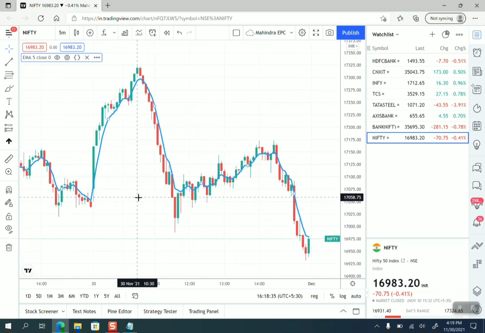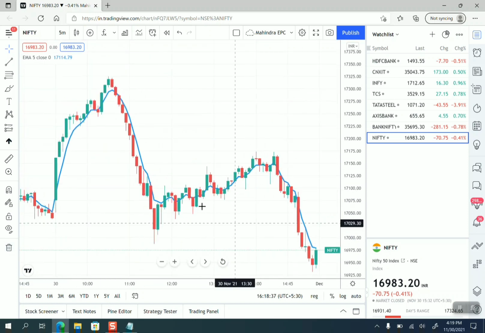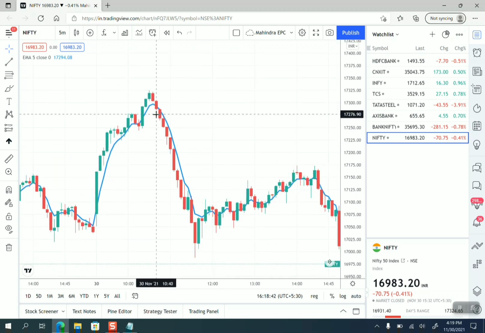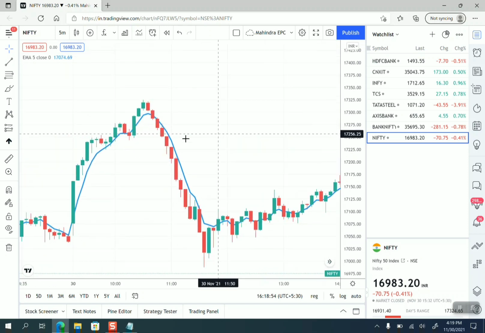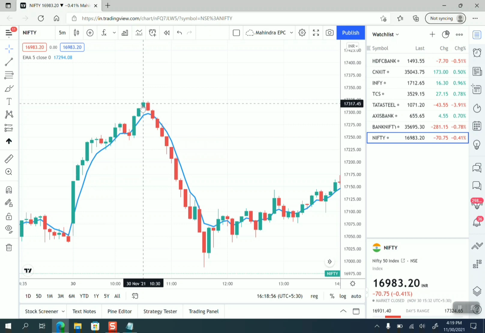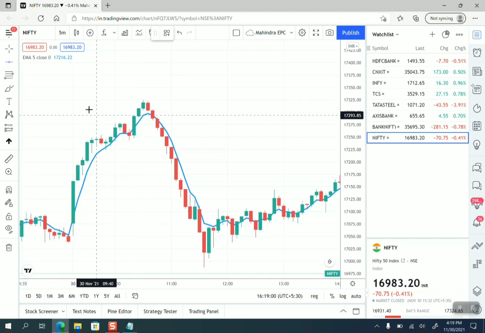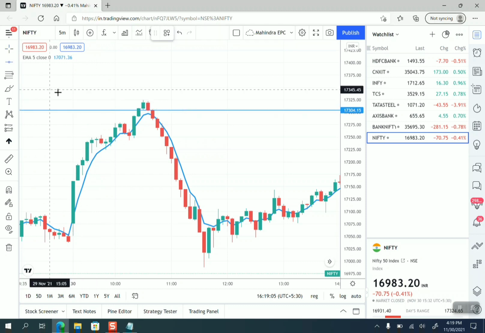Now let's see how to take a trade on the basis of this. The idea is, whenever we see any candle going away from this particular blue line, that will be our trigger point. We need to watch that candle carefully and mark its low and high. I'm using the horizontal line tool. This was my low, and this was my high.